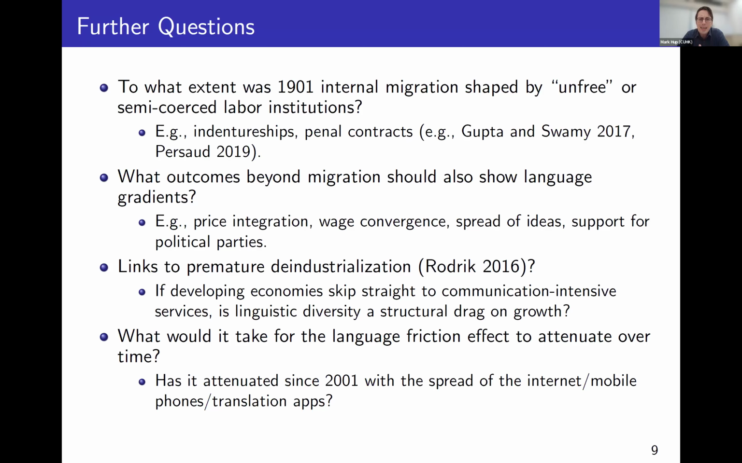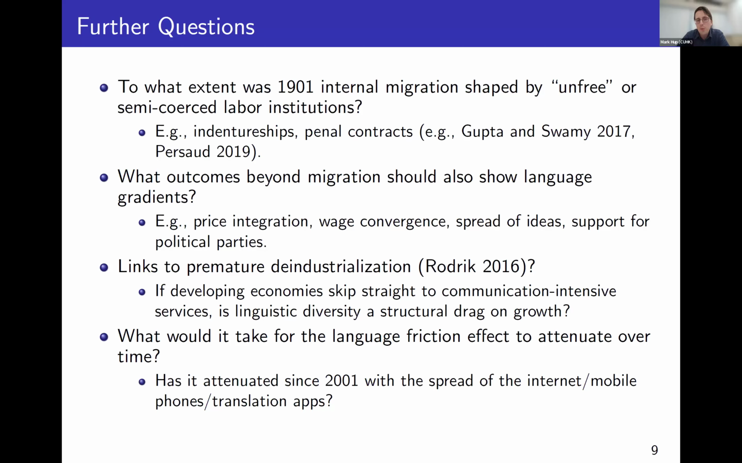Now, another link that I was thinking about for the modern day outcomes, what about this idea of premature deindustrialization, or how does that interact with that? So if developing economies nowadays skip straight to this type of communication intensive services, or at least they're less able to benefit, to move in towards, let's say, higher employment in manufacturing, then is this linguistic diversity a structural drag on growth for countries like India?